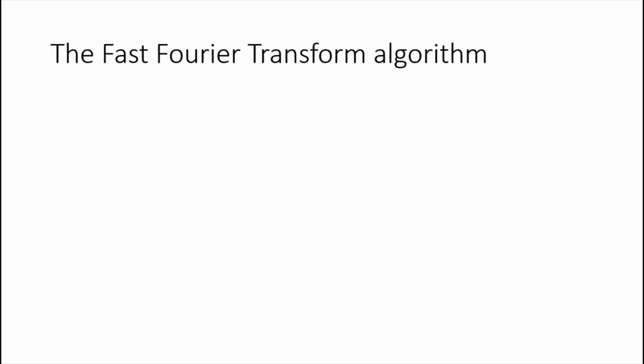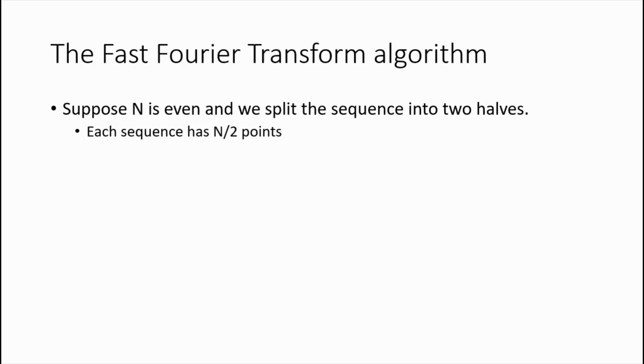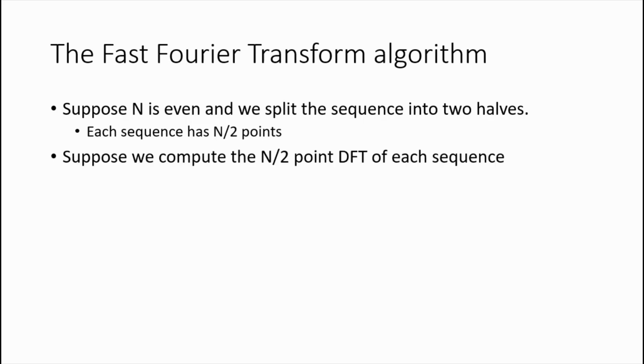Now, the fast Fourier transform algorithm is used to overcome the above problems. Here, suppose N, or the length, is even and we split the sequence into two halves. Each sequence has N by 2 points. Suppose we compute the N by 2 point DFT of each sequence. So the total multiplication is equal to 2 into N by 2 whole square, which is equal to N square by 2.